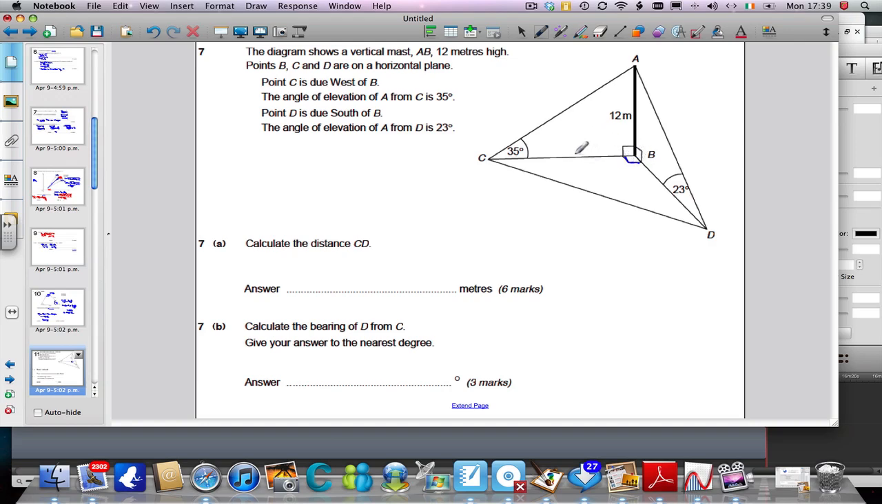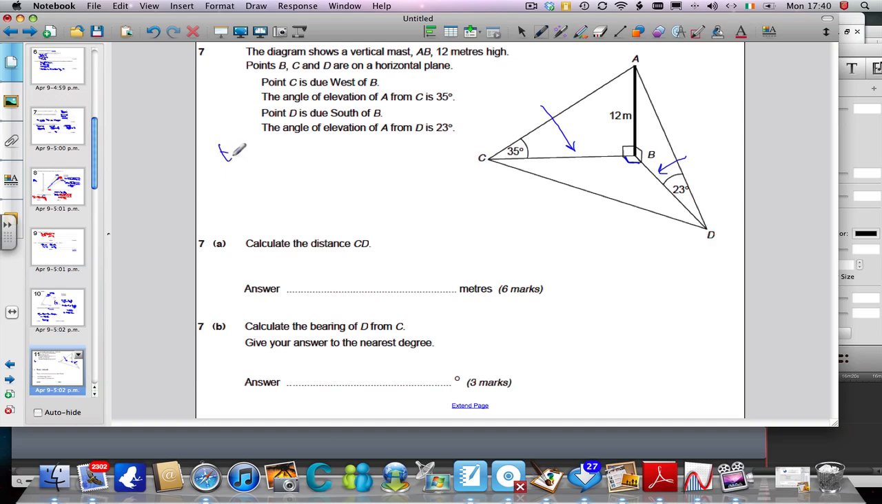How would Pythagoras be useful? Well, if I knew what this length was here, and if I knew what this length was here, I could use Pythagoras to get this, which would be the hypotenuse. So using this side here and this angle, can I work out this here? Well, we can. In relation to this angle, this is the adjacent side, and this is the opposite side, and that involves the tan.